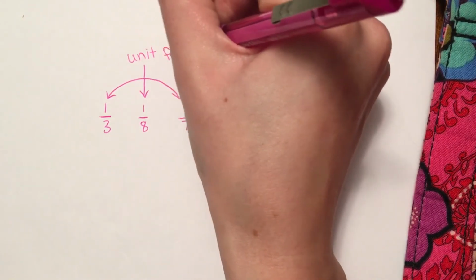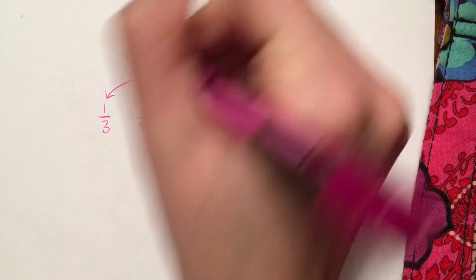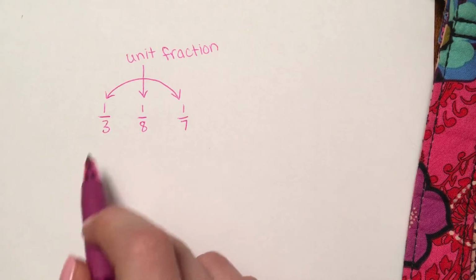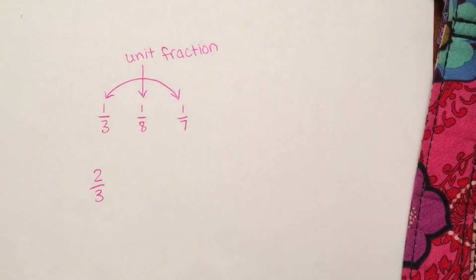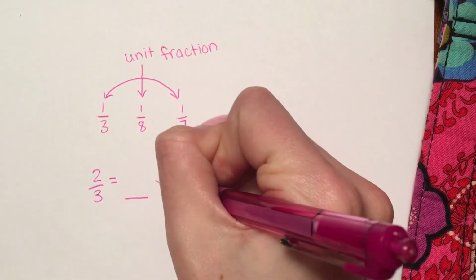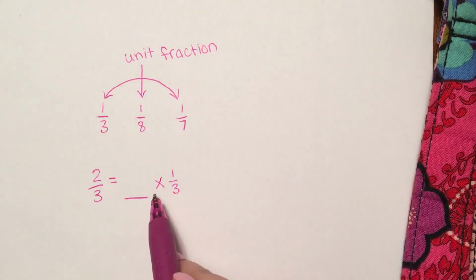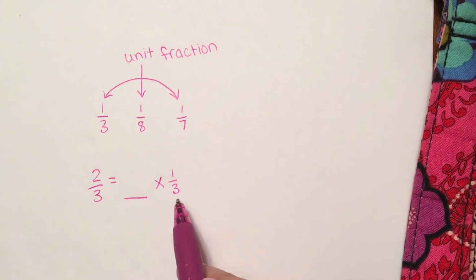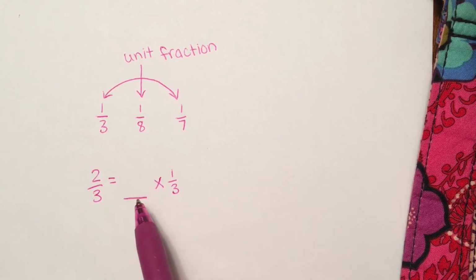So a non-unit fraction would be anything that does not have 1 on the numerator. So for example, instead of 1/3, we would be dealing with something such as 2/3. Now you'll want to understand that 2/3 is a multiple of the unit fraction 1/3. So what do you think? 2/3 equals blank times 1/3.